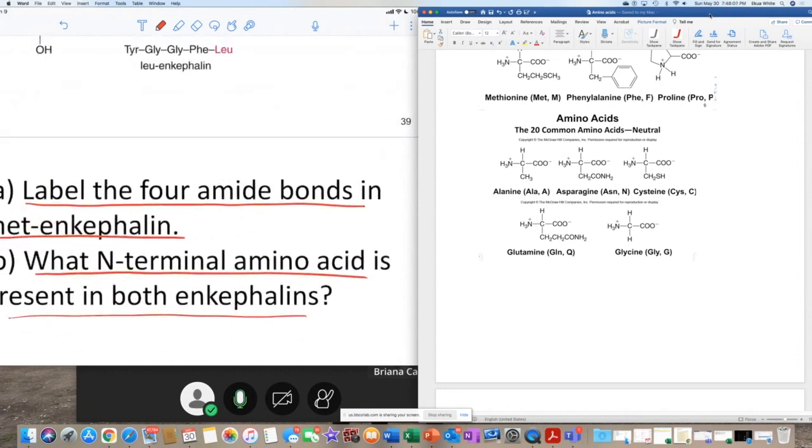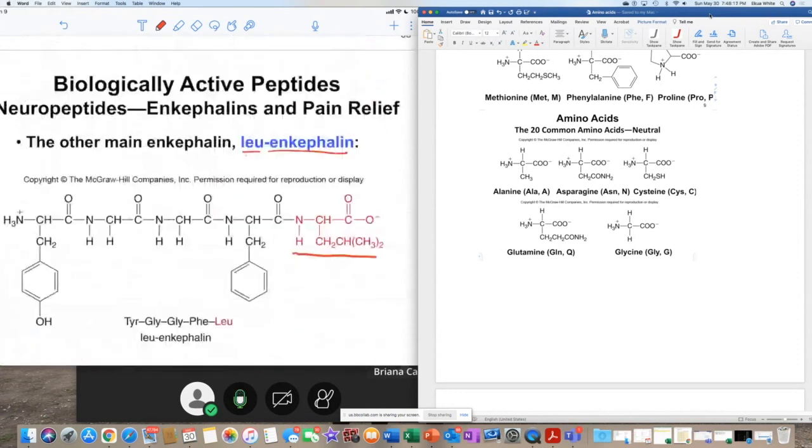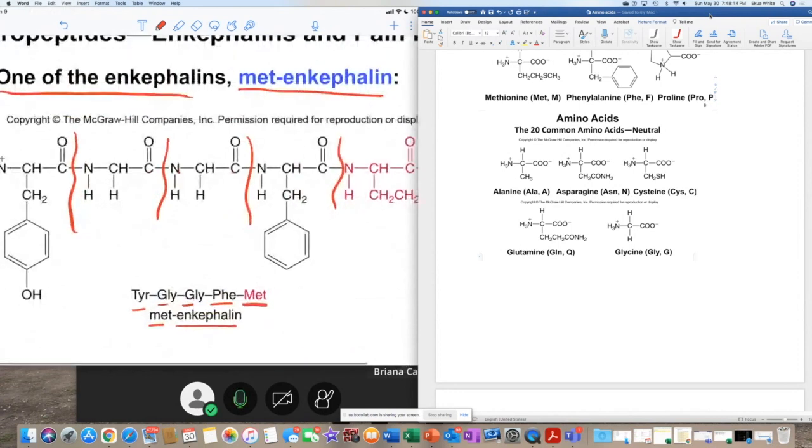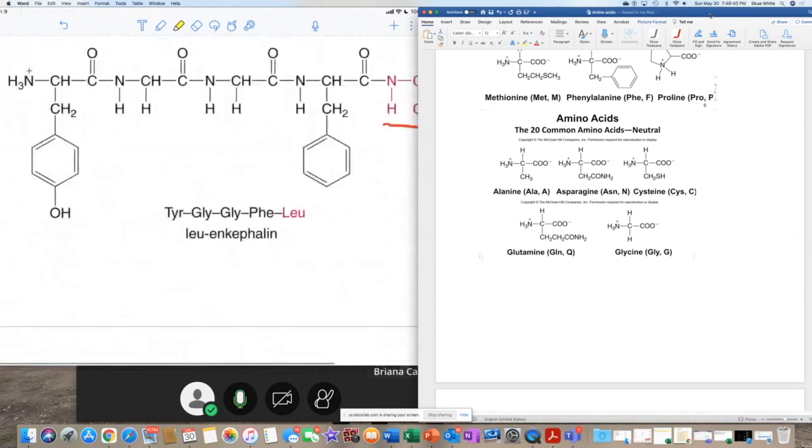Oh, this has to go back up here, north. So find the 4 amide bonds in metenkephalin. Okay, that won't be hard to find. There's 1, 2. So I'm just trying to find the bond between the C and the N, right? The one that joins them together and yet separates them. 1, 2, 3, and then here 4. Okay, right there. Yeah. Okay. And then what else am I supposed to do? Scroll.